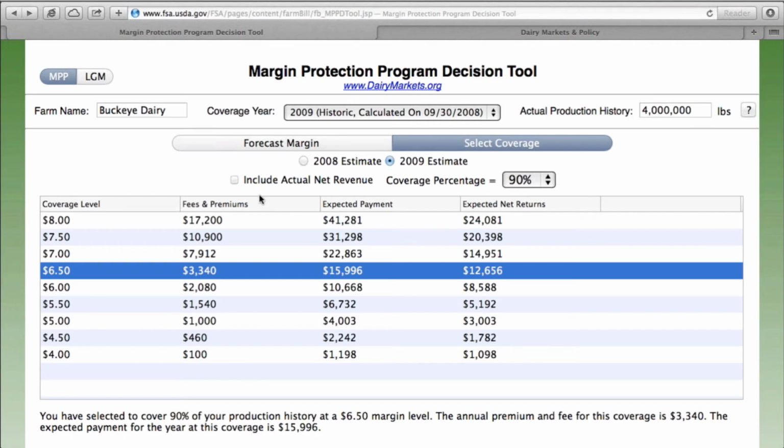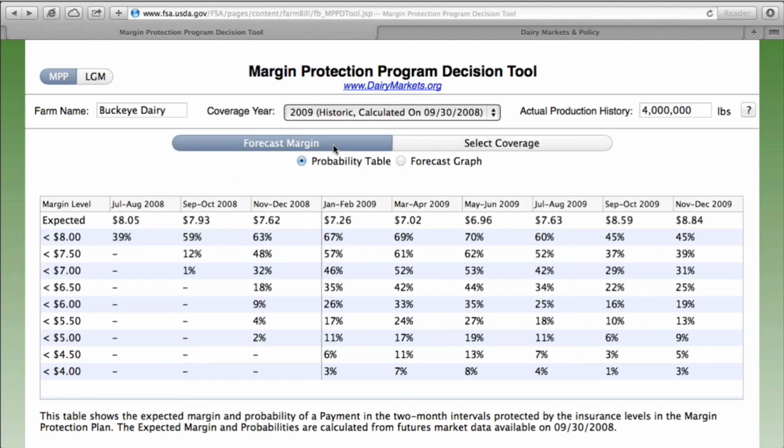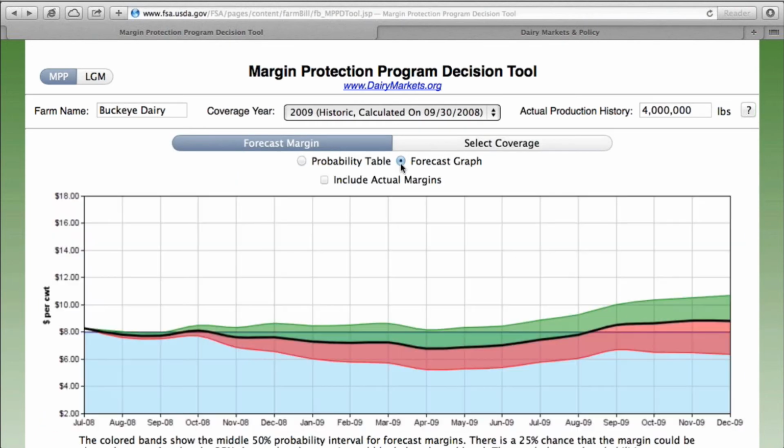And then you can actually load the real prices that we've observed, for demonstration purposes only, to see how this would have worked. For this farm, selecting $650 coverage, the expected payment was $15,000, but margins were much worse. And the actual return would have been $75,000 from MPP Dairy. What does that look like? Well, let's look at the graph.